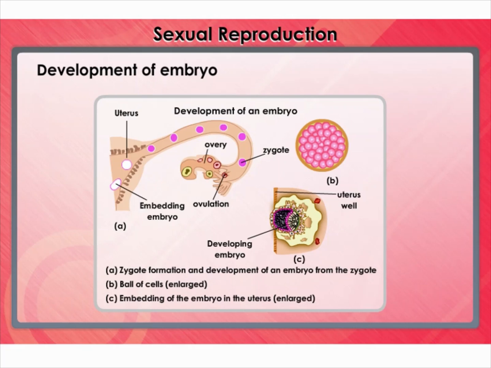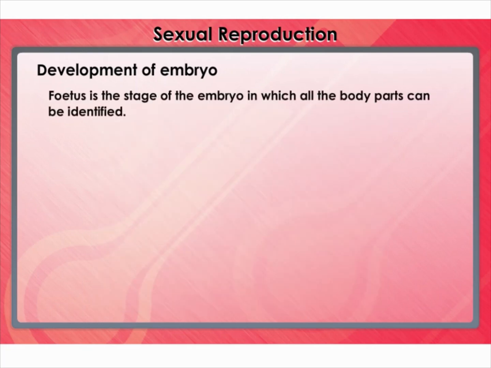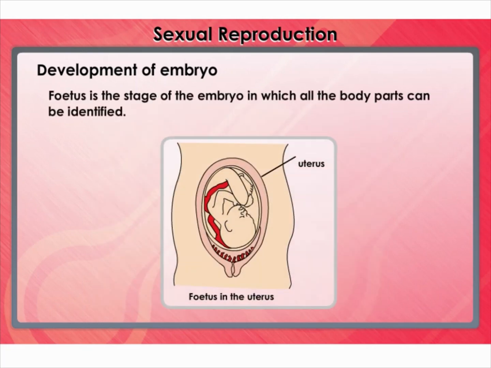The embryo gets embedded in the wall of the uterus for further development. The embryo continues to develop in the uterus. It gradually develops the body parts such as hands, legs, head, eyes, ears, etc. The stage of the embryo in which all the body parts can be identified is called a fetus.